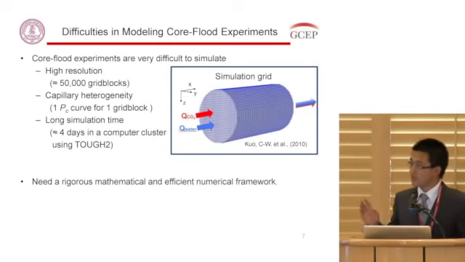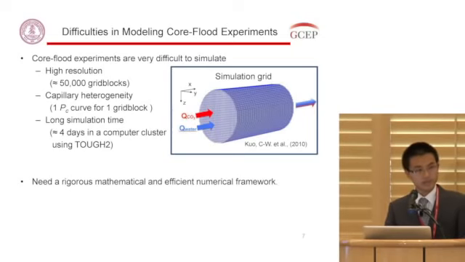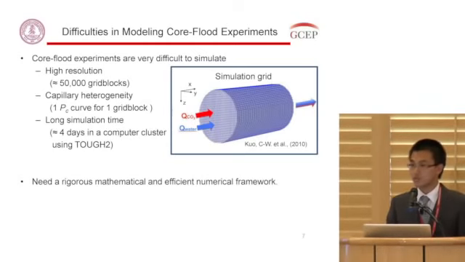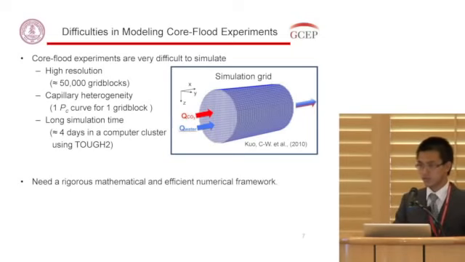This plot is a typical simulation grid we use in our simulation. In this picture, we have over 50,000 grid blocks, so it's a very large model. Also, we need to account for capillary heterogeneity. This means that each simulation grid block has its own capillary pressure curve. So in this plot, we have over 50,000 capillary pressure curves, so it's very complicated. Also, the simulation time is very long. We were able to perform this high-resolution simulation using our previous simulator, TUF2, but each simulation took us roughly 4 days to finish on a computer cluster, so it's very slow.